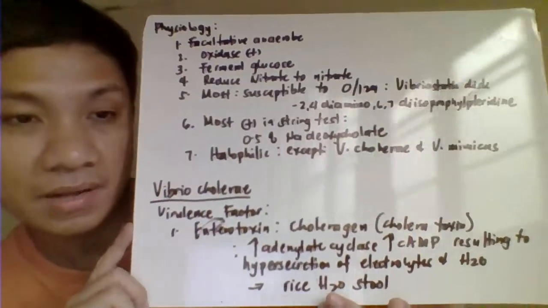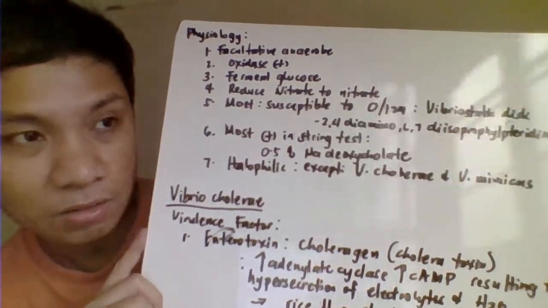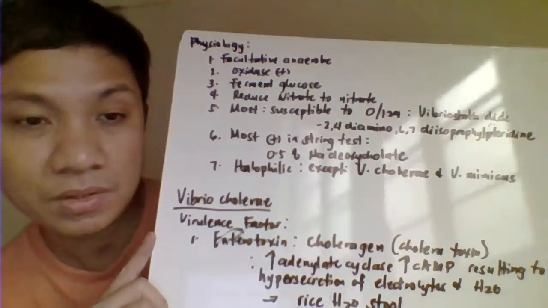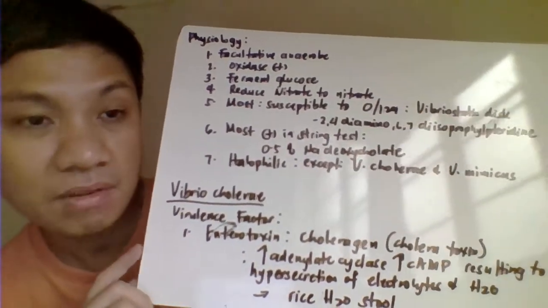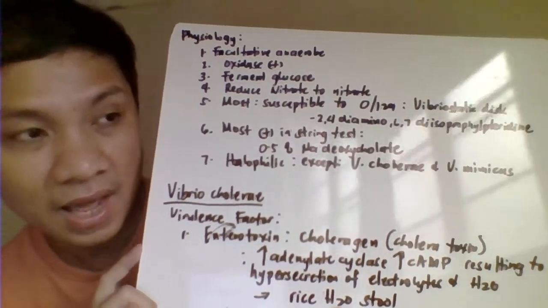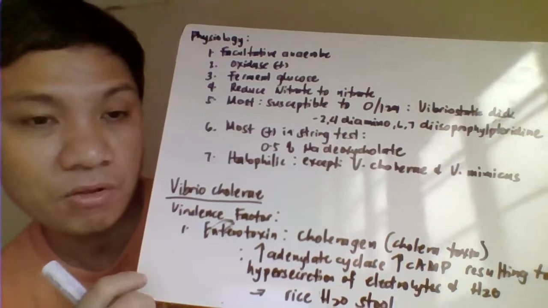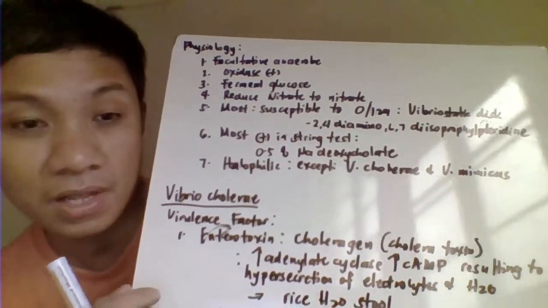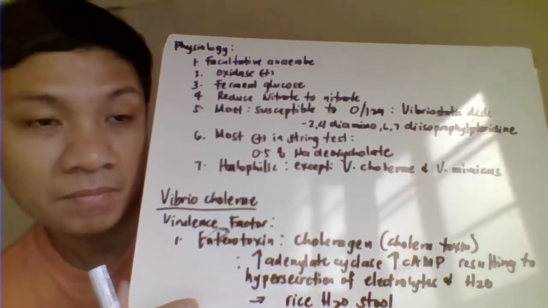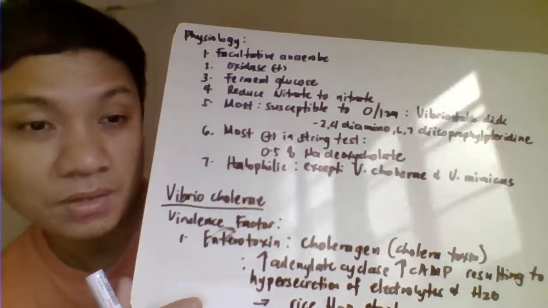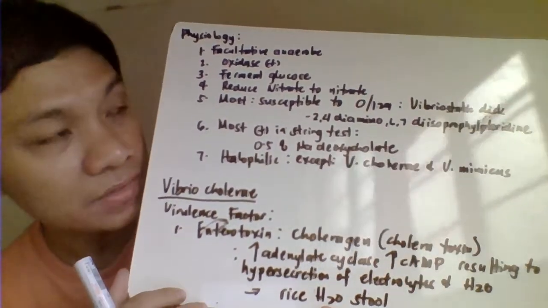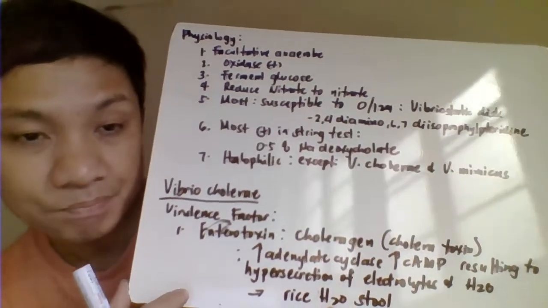Here are the general characteristics for Vibrio. They are facultative anaerobes, so they thrive in the presence or even the absence of oxygen. They are oxidase positive, and they ferment glucose, which is why they are yellow in the oxidation fermentation tube. They have the enzyme nitrate reductase that allows them to reduce nitrate to nitrite. Some of the species are susceptible to the vibriostatic disc, an antibiotic disc.